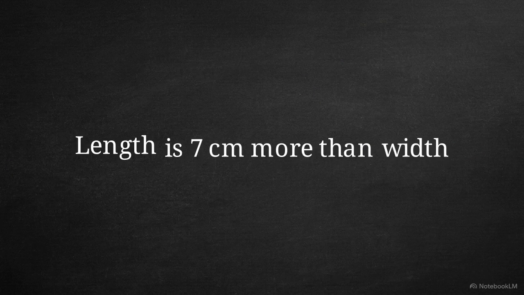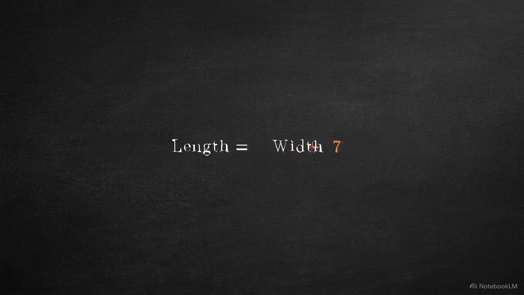The question states, the length is 7 centimeters more than the width. In algebra, this relationship translates directly into taking the width and adding 7 to it to get the length. So length equals width plus 7. Since we already know the length is represented by x, we can substitute x into our equation. This gives us x equals width plus 7.